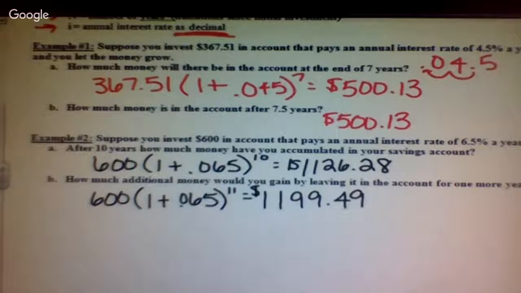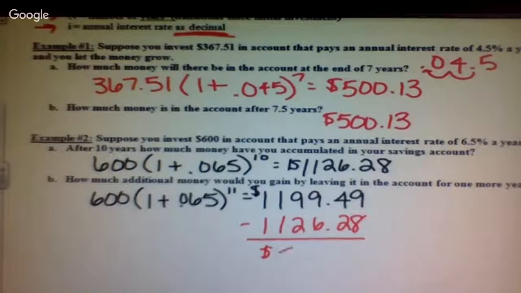I have to subtract these two now because it says how much additional money. So this is what you would have at the end of 11 years. We need to know how much you actually gained between year 10 and year 11. So we have to subtract. $73.21 is all you gained within a year.